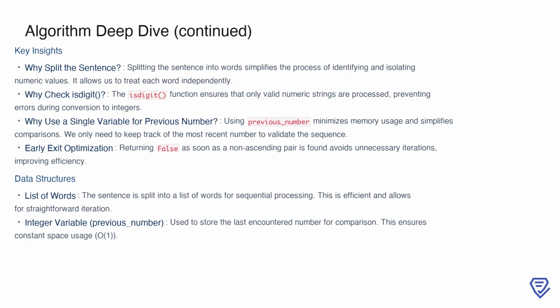Additionally, the early exit optimization, returning false as soon as a pair of numbers violates the ascending condition, saves time by avoiding unnecessary processing of the remaining words. In terms of data structures, the algorithm relies on a list of words for sequential processing and a single integer variable for comparison, which keeps the implementation lightweight.